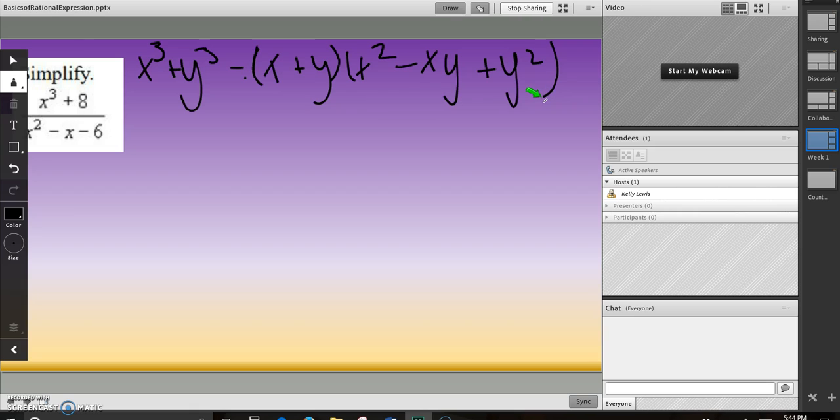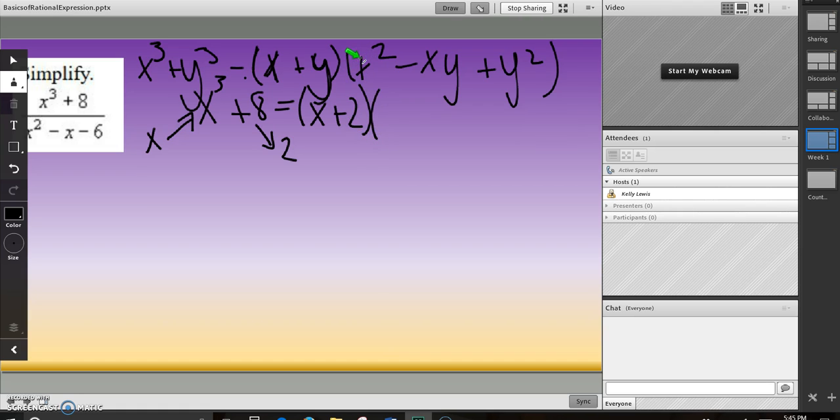Okay, so we've got to figure out x cubed plus 8. So x times x times x is x cubed, so that's the first number, and then we're going to figure out 8. 1 times 1 times 1 is 1, but 2 times 2 is 4, times 2 is 8, so it's 2. So that's our first and second number. Our first number is x, plus sign, our second number is 2.